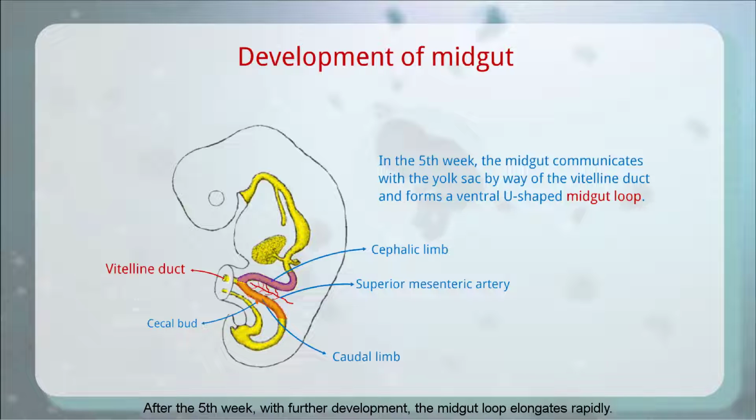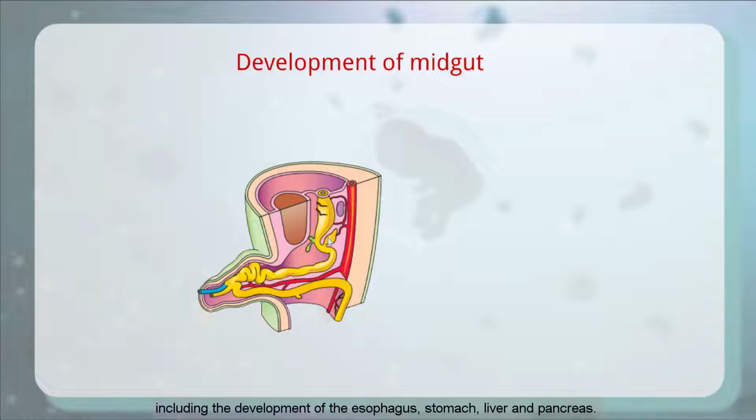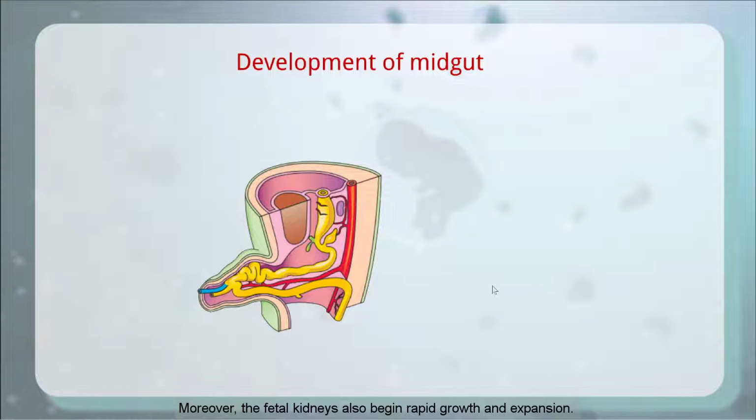After the 5th week, with further development, the midgut loop elongates rapidly. But during this period, the foregut has already developed. As mentioned above, the foregut begins to develop at the 4th week, including the development of the esophagus, stomach, liver, and pancreas. Moreover, the fetal kidneys also begin rapid growth and expansion. The abdominal cavity temporarily becomes too small to contain all the intestinal loops.